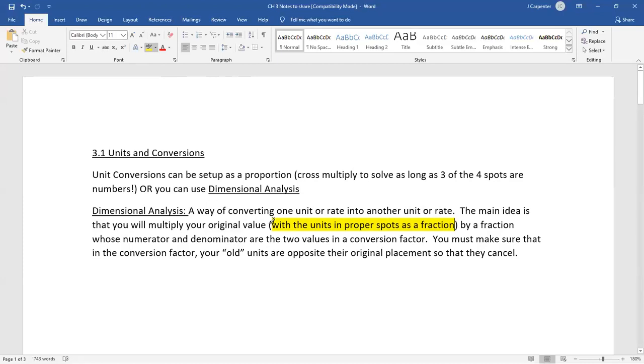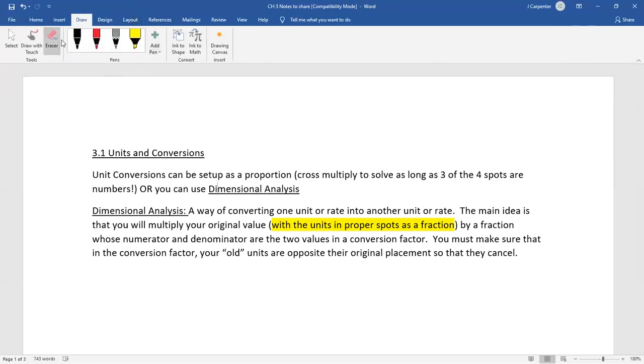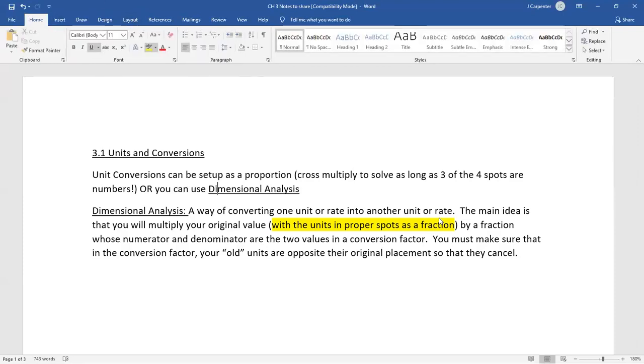So you'll multiply your original value by a fraction whose numerator and denominator are the two values in a conversion factor. Remember I said a conversion factor is the thing that says 12 inches is 1 foot. That's a conversion factor. So in other words, you're multiplying by a fraction that would have 12 inches in the top and 1 foot in the bottom, or 1 foot in the top and 12 inches in the bottom. But how do you know which way to do it? How do you know whether to put the 12 inches in the top or the bottom? Well, that's where this comes into play.